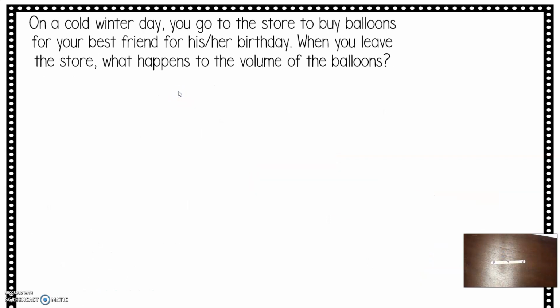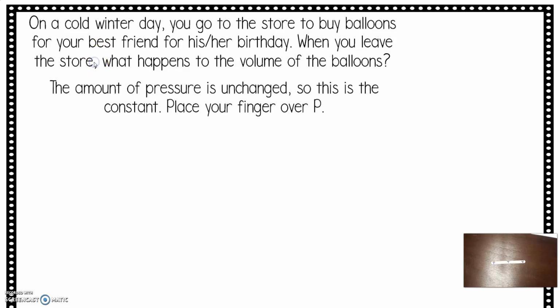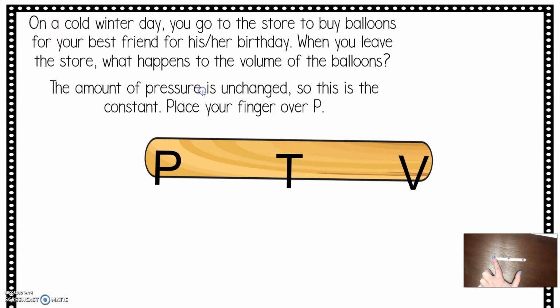The second example says, on a cold winter day, you go to the store to buy balloons for your best friend. When you leave the store, what happens to the volume of the balloons? So it's asking me about volume as a variable. It's telling me that the temperature is different inside the store and outside the store. So I'm going to assume that the pressure inside the balloons is what's being held constant. So I'm going to put my finger over P, over pressure.